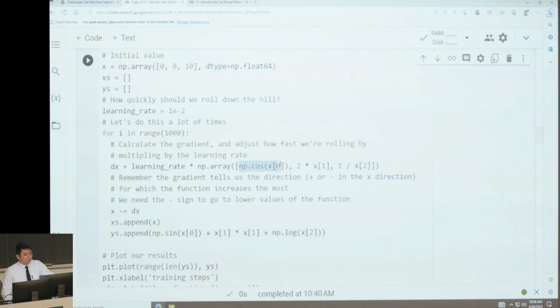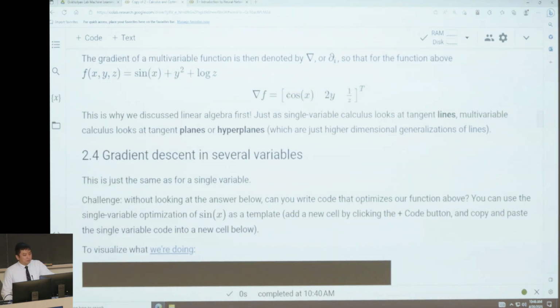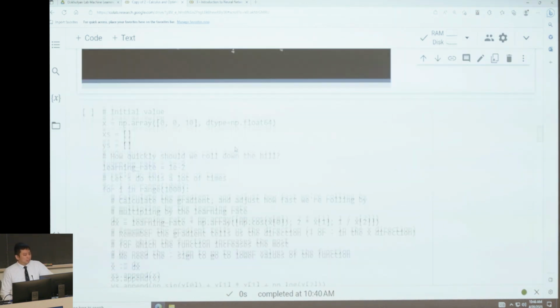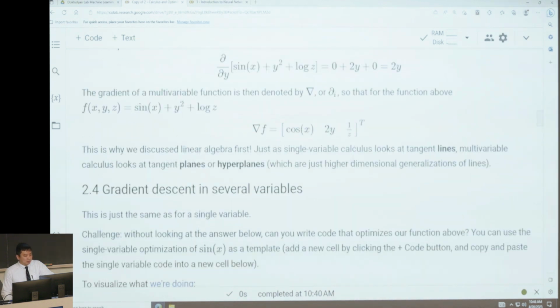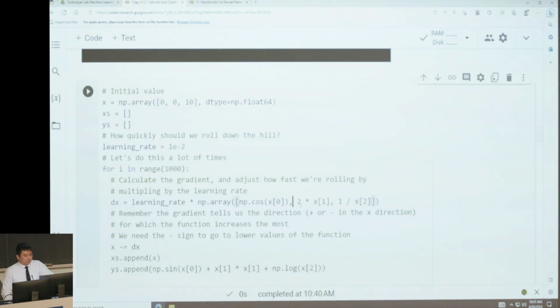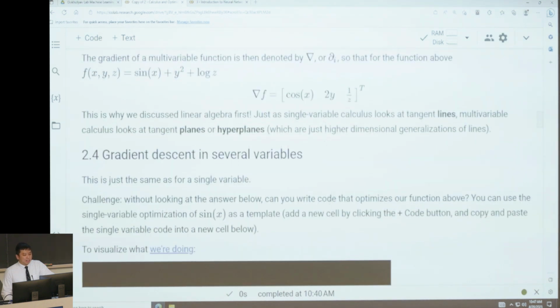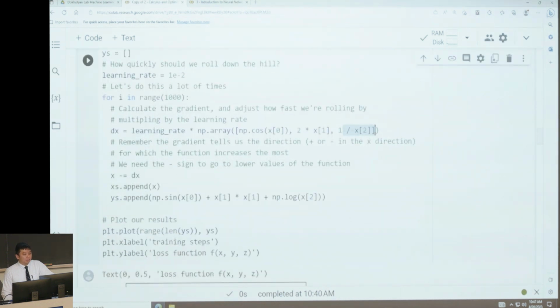So remember that the derivative, or the first element of the gradient was just cosine of x, or cosine of the first coordinate. So in this case, we're taking cosine of x0, because we're starting from 0. And the second component was 2y, so that's 2 times x1. And then the third component of the gradient is 1 over z, so 1 over x2. So this is our gradient. We scale it by the learning rate. And remember, you need a minus sign to go toward lower values of the function.